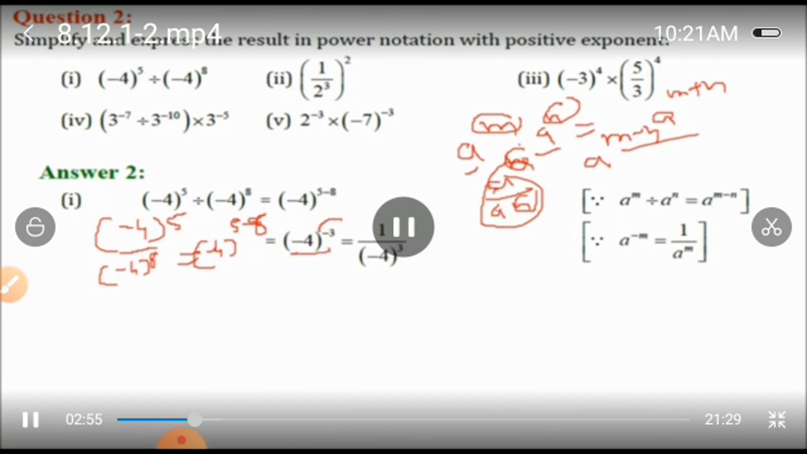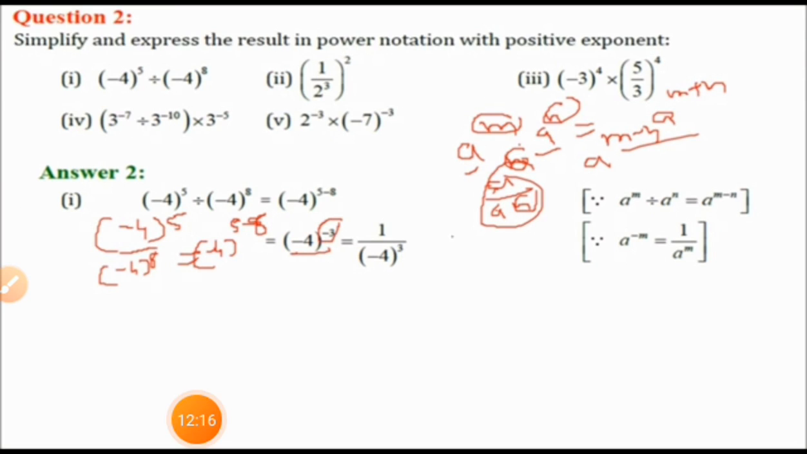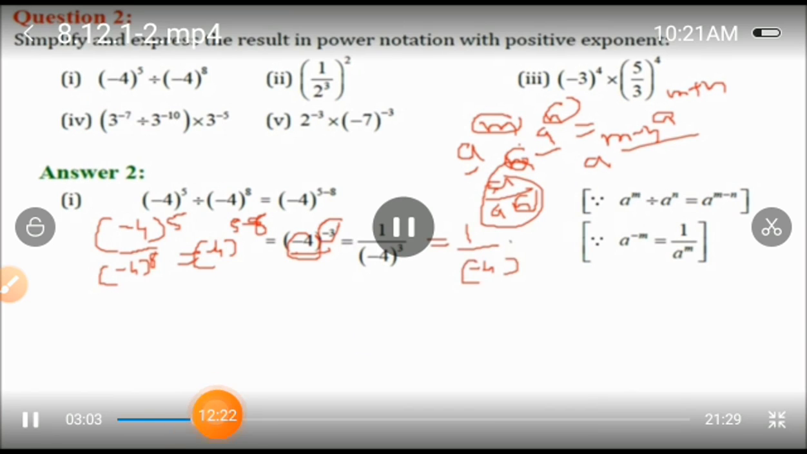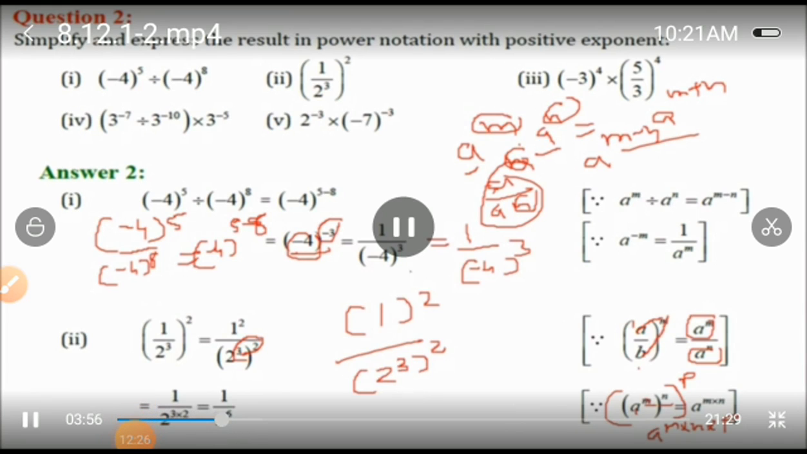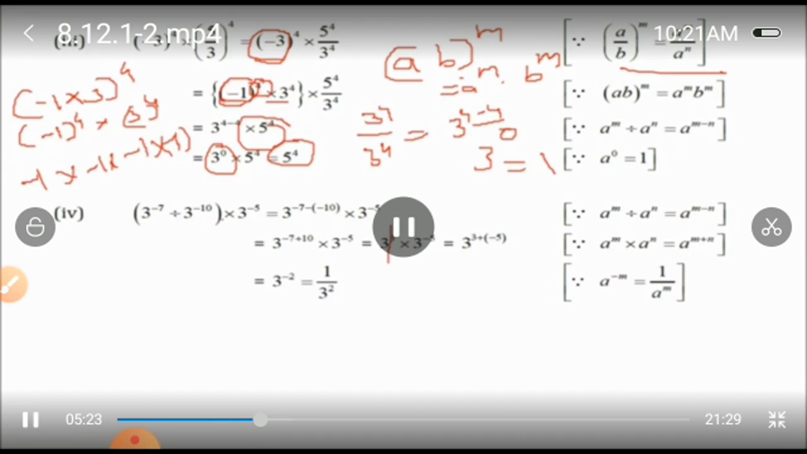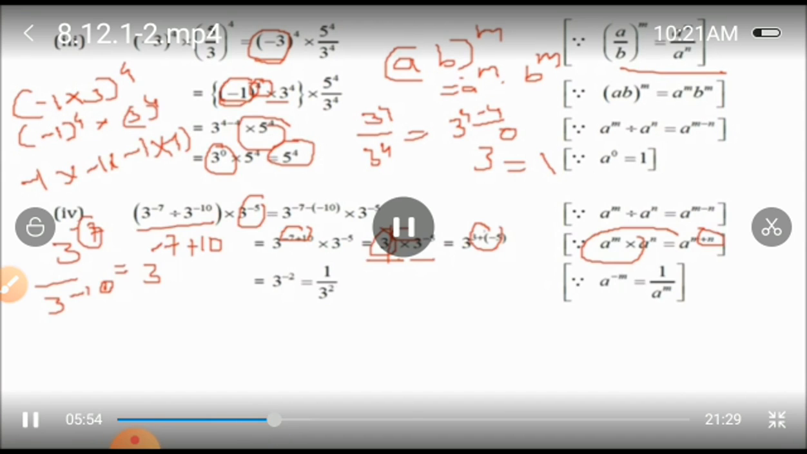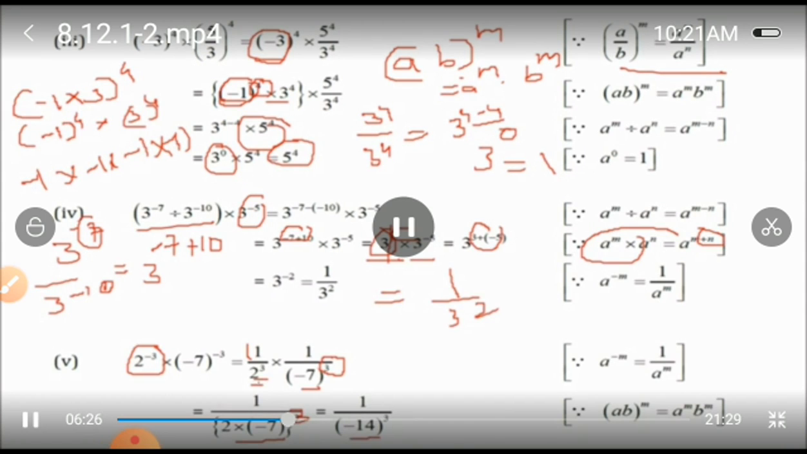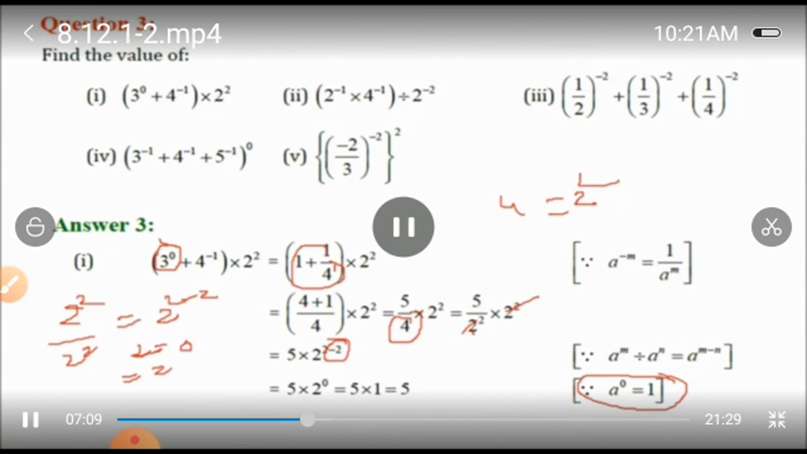Question number 2 is already over. Now question number 3 we were discussing. We are discussing the third one, beta. Yes, my dear student, you are right. The second one is also over, and the third one is going to start. But keep in your mind what rules you are using, you have to follow the same ones.